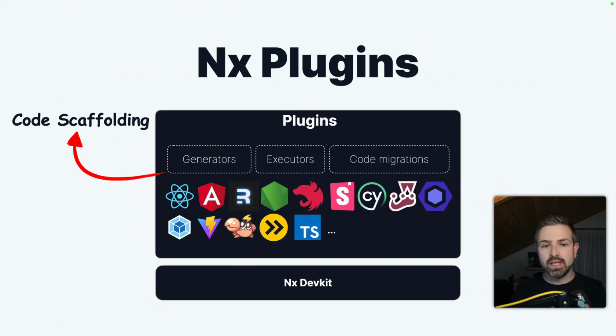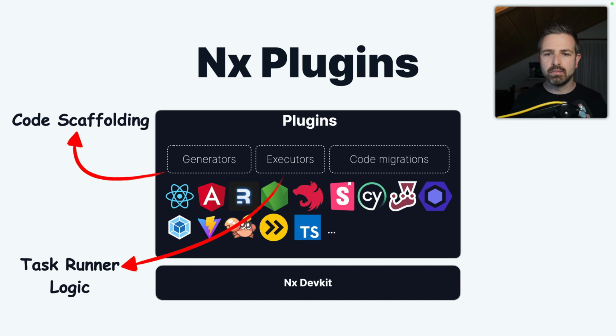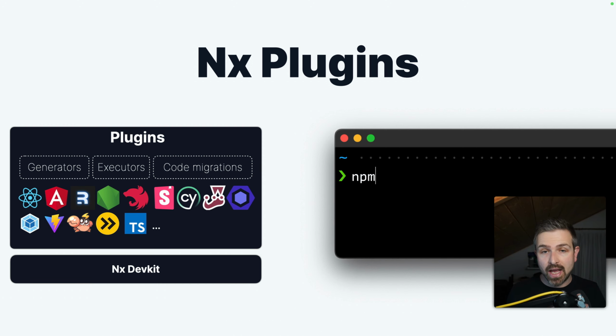And so far that has been generators for easy code scaffolding, which can help with consistency in the setup. We have executors, which is basically a wrapper around the actual logic that is being run when you run, for instance, the build of a project, the serving of a project. So it does a bit more to make sure it works nicely in a monorepo. And we also have something called code migrations, which is pretty much undervalued, to be honest, which automatically updates your code base and brings you to the next version, lowering the effort on your end. So again, as said, these are just NPM packages.